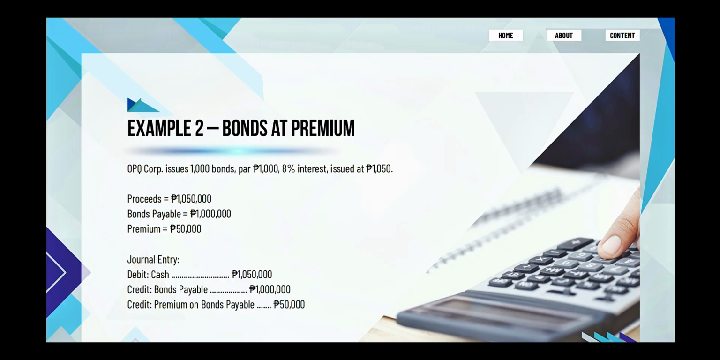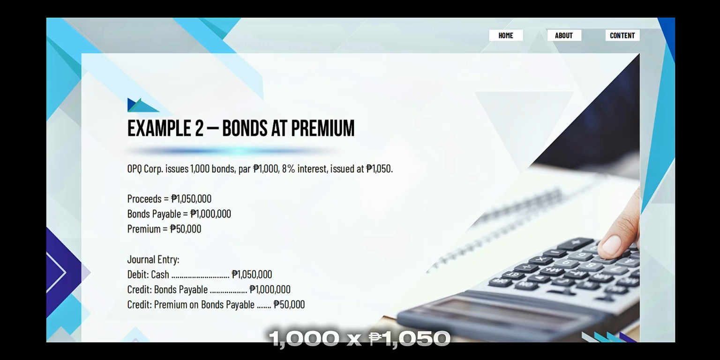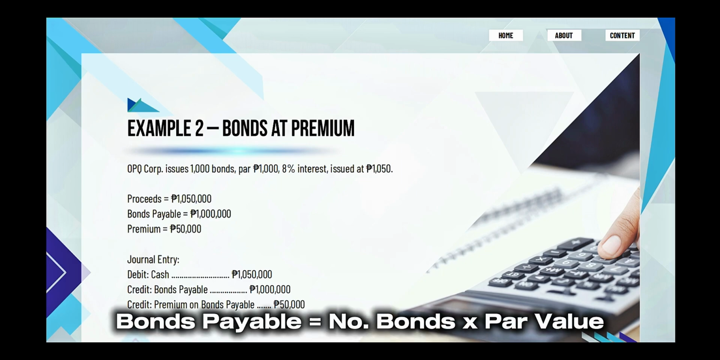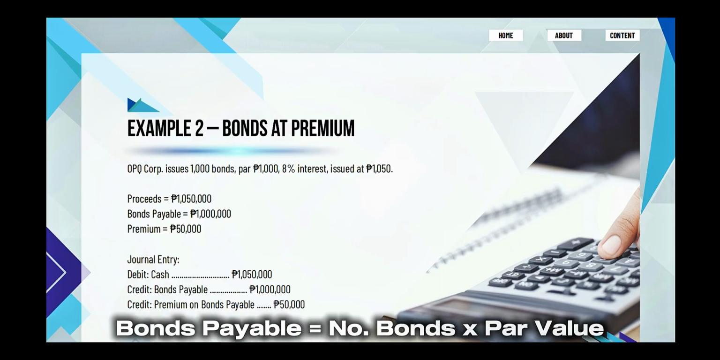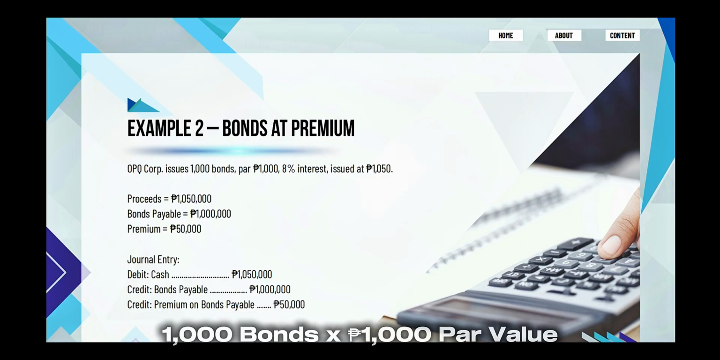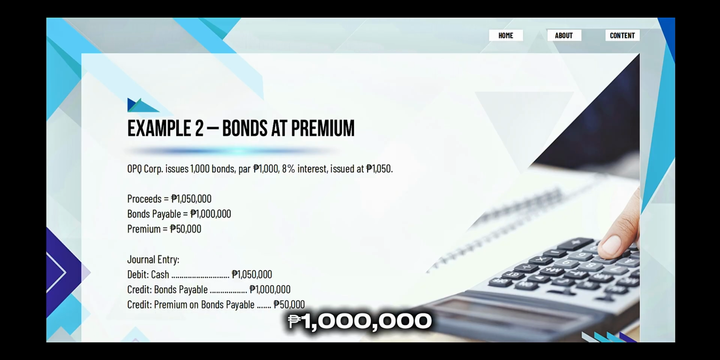Now, don't forget to get the proceeds. We have the numbers of bonds multiplied by the issue price per bond. So that is 1,000 bonds times 1,050 pesos issued per bond. Now, the total of proceeds is 1,050,000 pesos. Now, to get the bonds payable, we need the numbers of bonds multiplied to the par value, and that is the 1,000 pesos. So again, 1,000 bonds multiplied by 1,000 peso par value, and that is 1 million pesos.